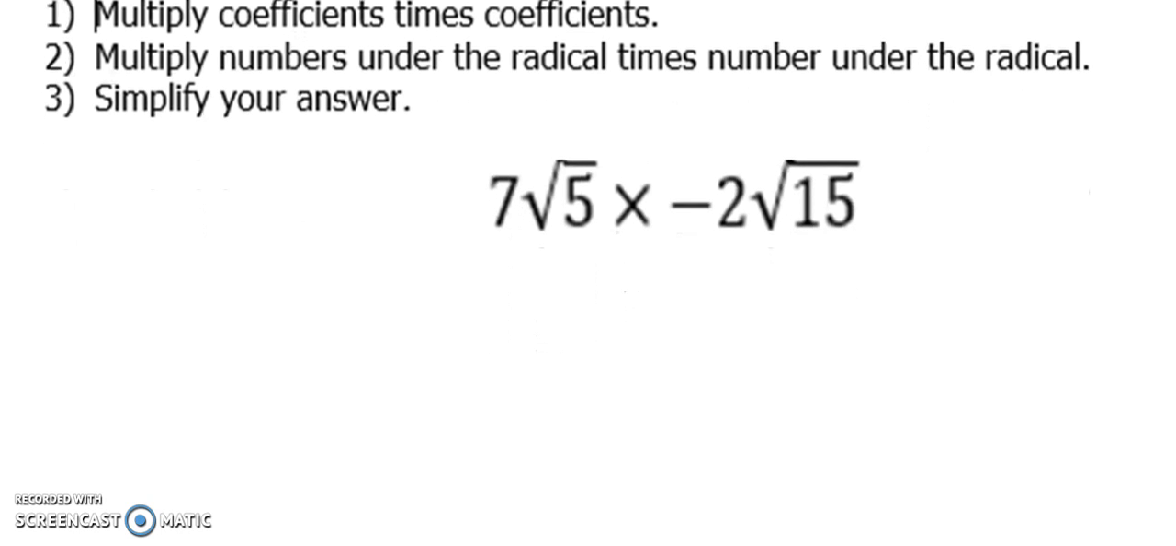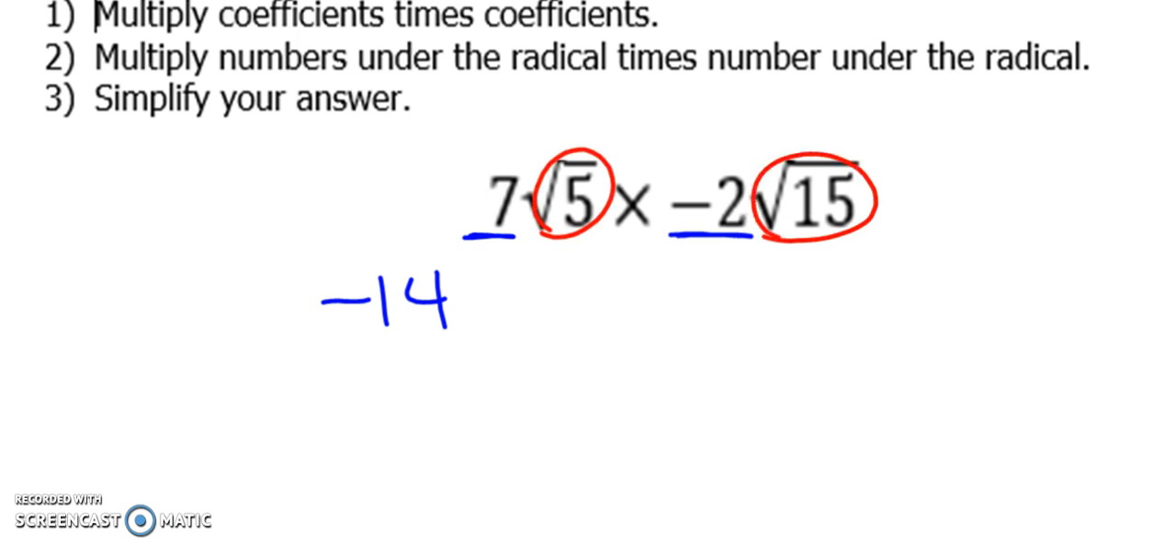If we look at the second example problem, I have 7 times the square root of 5 times negative 2 square root of 15. First things first, I have to multiply my coefficients. Well, 7 times negative 2 is negative 14. Then I need to multiply what's underneath my radicals. And it's going to stay underneath the radical. 5 times 15 gives me 75.